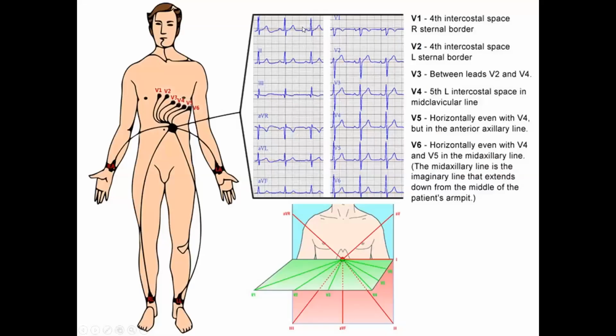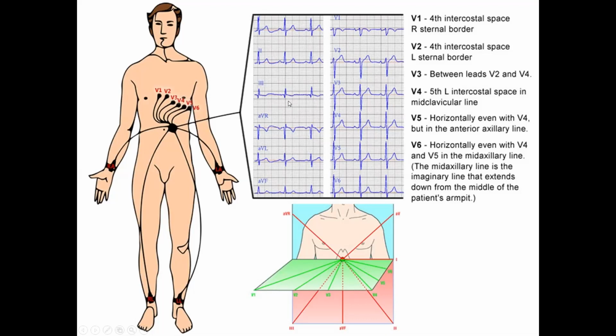And this is the V leads. And the V leads look at the heart in a horizontal plane. This is V1, it's looking at the heart in this direction, V2 in this direction, V3 in this direction, V4, V5, and V6. So it's looking at the cross section of the heart.